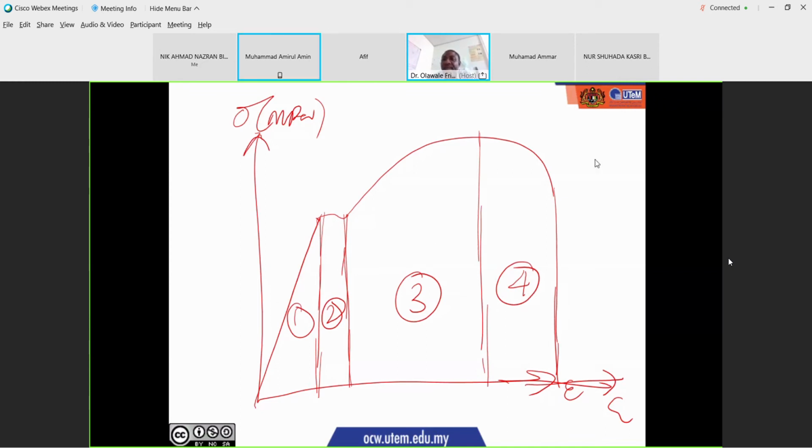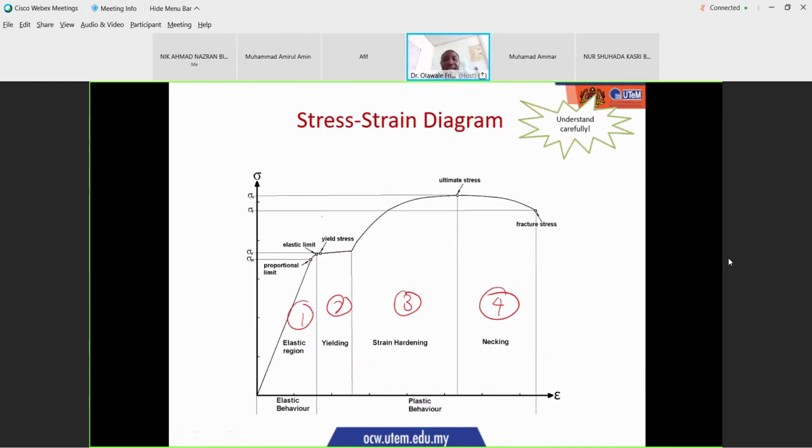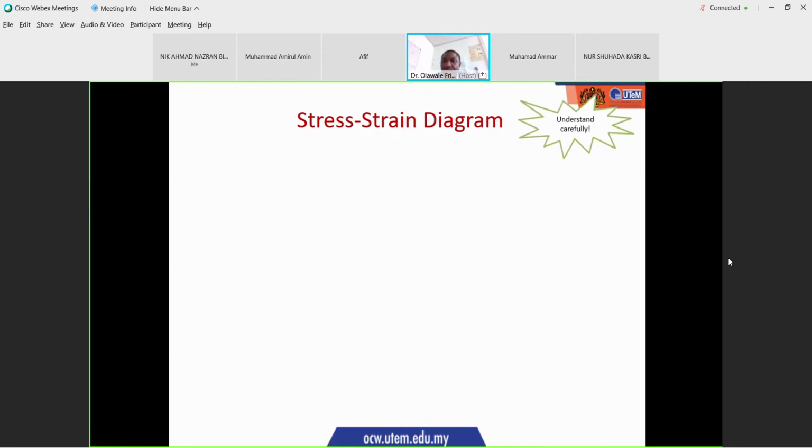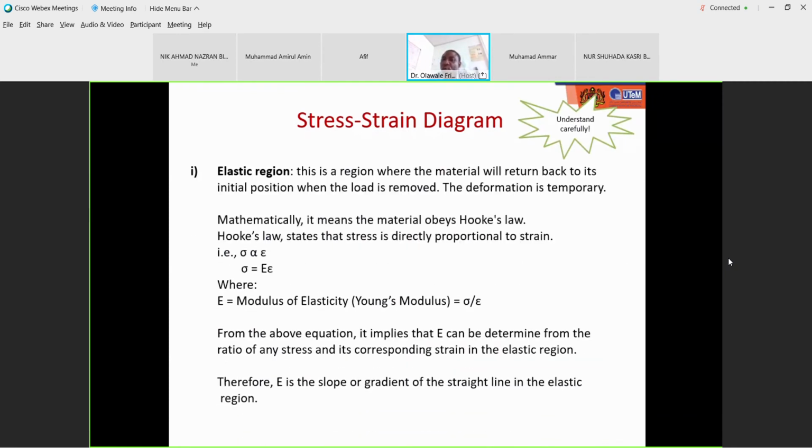So let me quickly explain, then we continue. Now, your elastic region is a region where your material can return back to original position when the load is removed. And like I said, the deformation is temporary. Now, if you want to represent this using a mathematical relation, your elastic region is a region where your stress is proportional to strain, because in your elastic region, your material obeys Hooke's law.